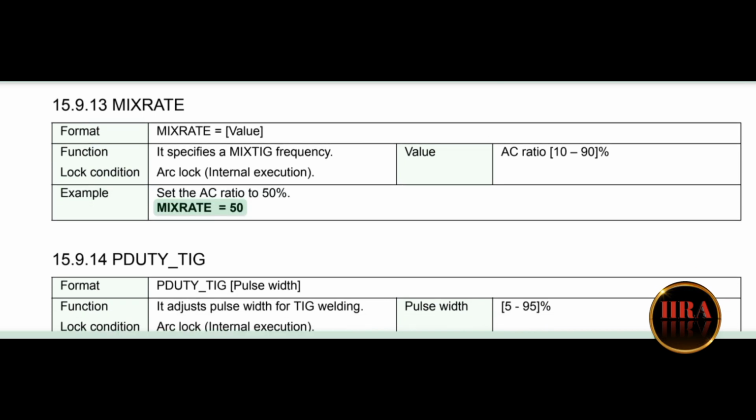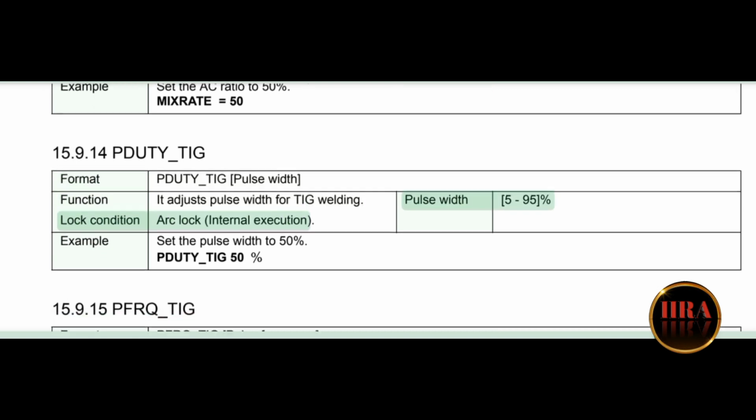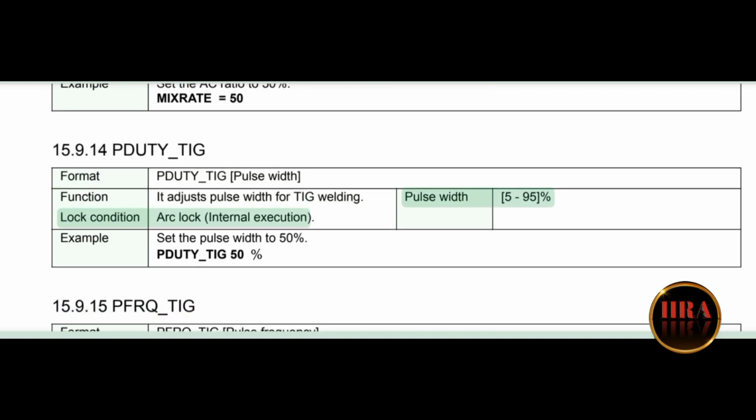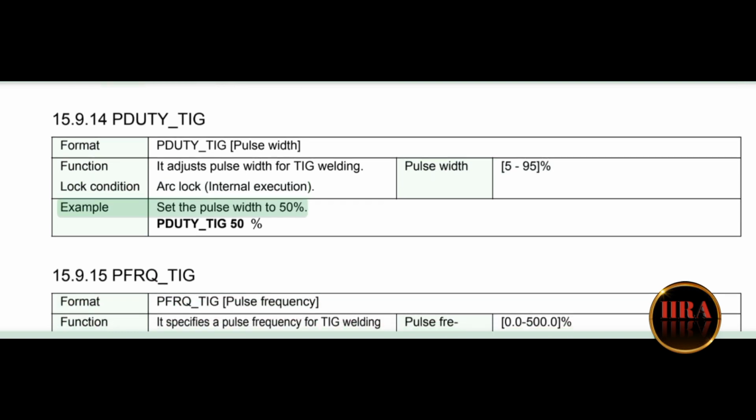MIXRATE equals 50. Format: PTYPE_TIG pulse width. Function: it adjusts pulse width for TIG welding. Pulse width: 5 to 95%. Lock condition: arc lock, internal execution. Example: set the pulse width to 50%.